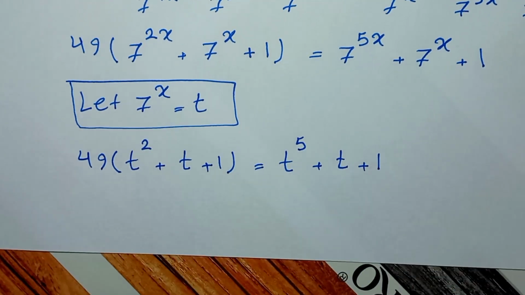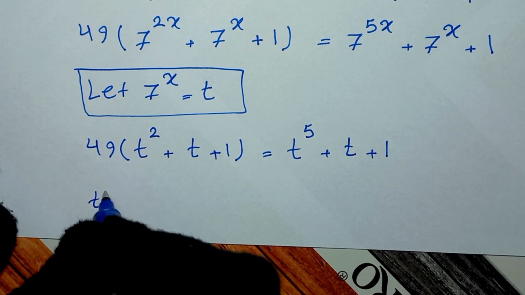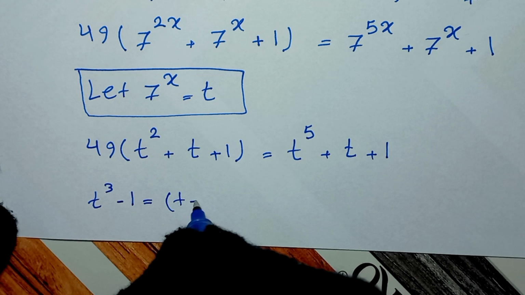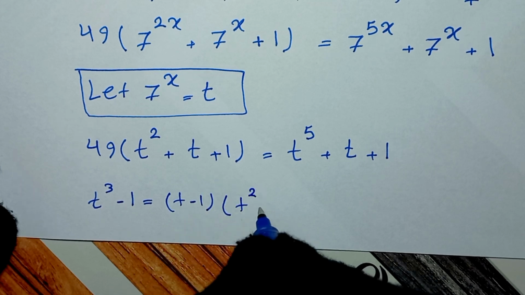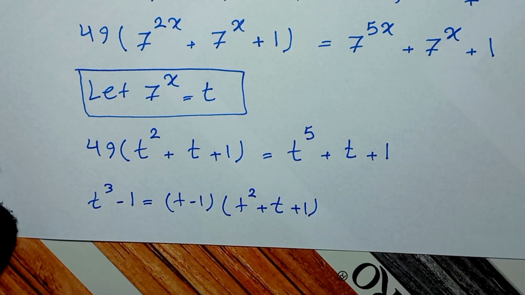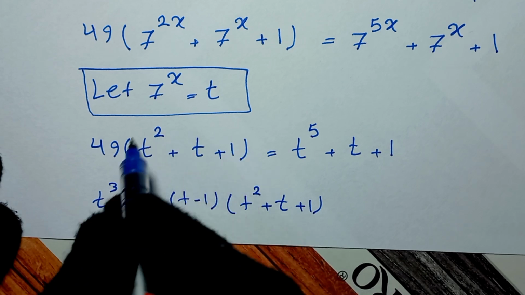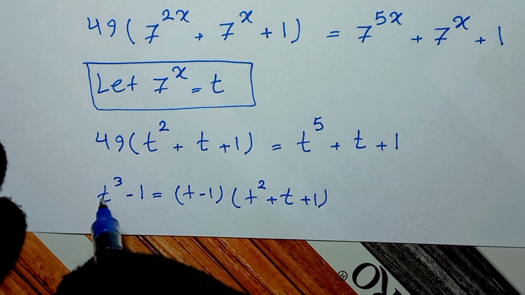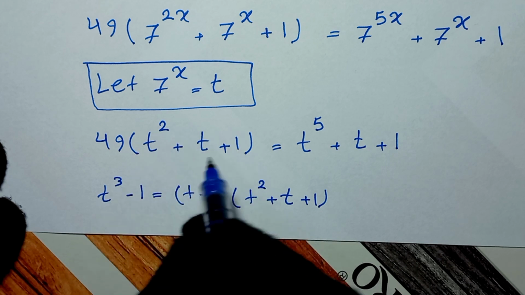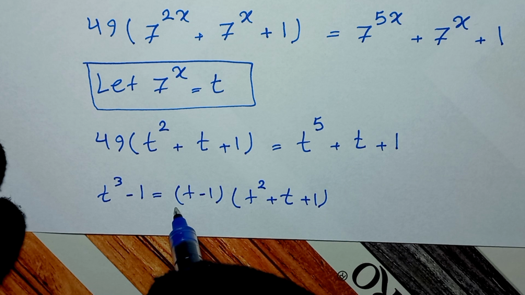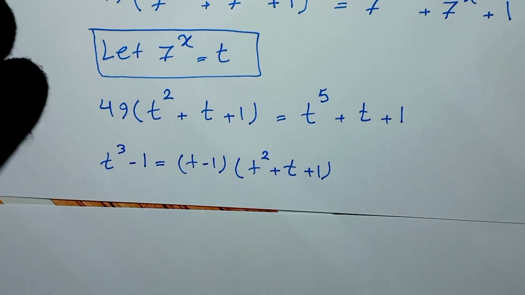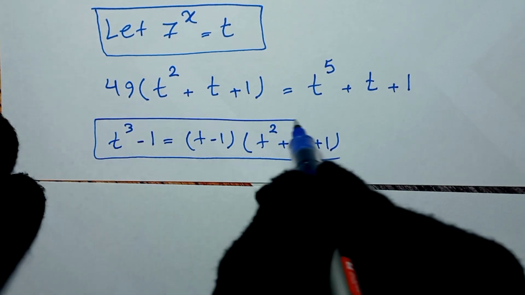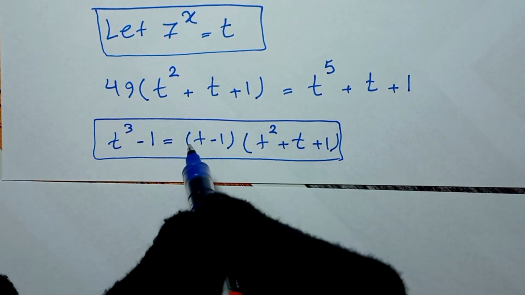And as you know, t cube minus 1 is equal to t minus 1 times t square plus t plus 1, right? And here we have this part, and to make t cube minus 1, we should multiply this by t minus 1, right? So in next step, we multiply both sides of the equation by t minus 1.